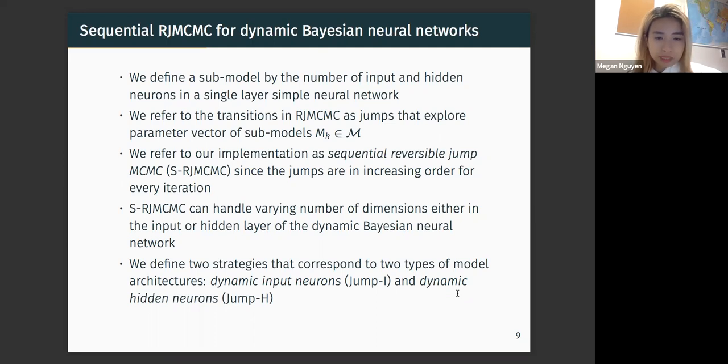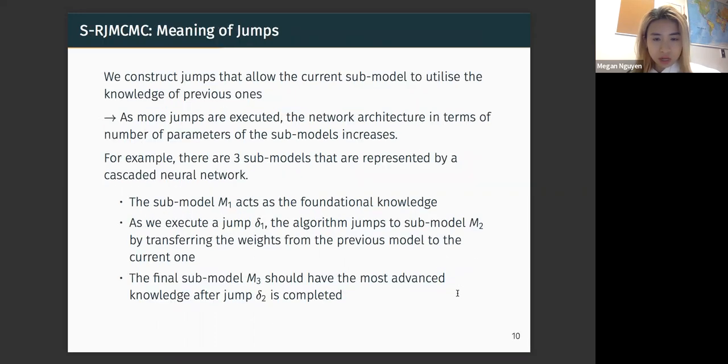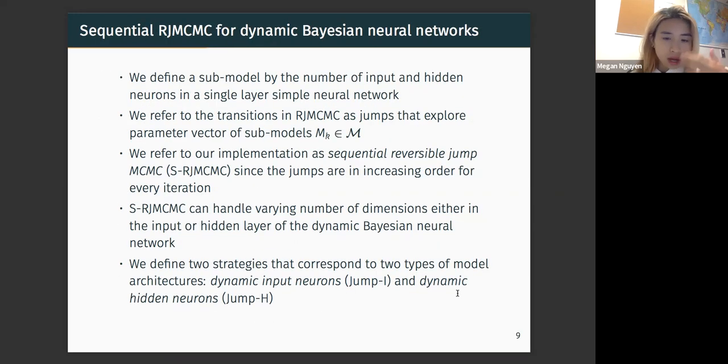For this method, we are going to look into what happens if our models differ in either the input or the hidden layer. We have two strategies corresponding to the two types of model architectures. They are called dynamic input neurons and dynamic hidden neurons.